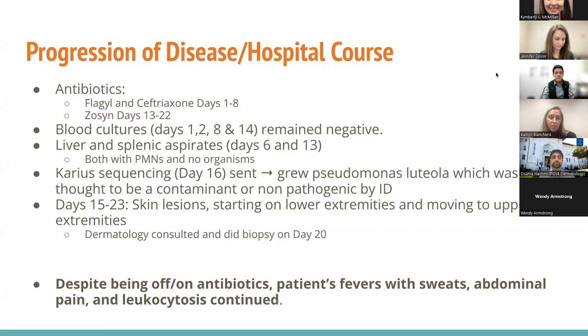Had both liver and splenic aspirates of the lesions that we saw on imaging. The only thing really that we saw on those aspirates was PMNs, and no organisms were ever seen. No organisms grew of any of the cultures. So we had AFB, fungal, and bacterial, and none of them ever grew.